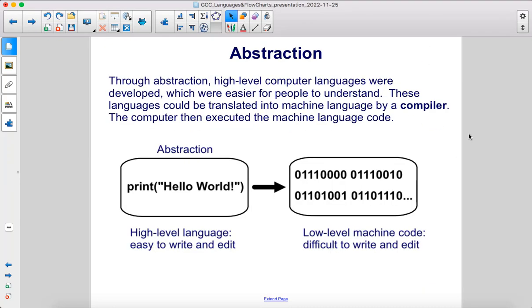Through abstraction, high-level computer languages were developed, which were easier for people to understand. These languages could be translated into machine language by a compiler. The computer then executed the machine language code. So here, in the abstraction, we have a high-level language: print, hello world. Humans can read this easily. Then it becomes ones and zeros through the compiler. It becomes machine language, which computers understand.